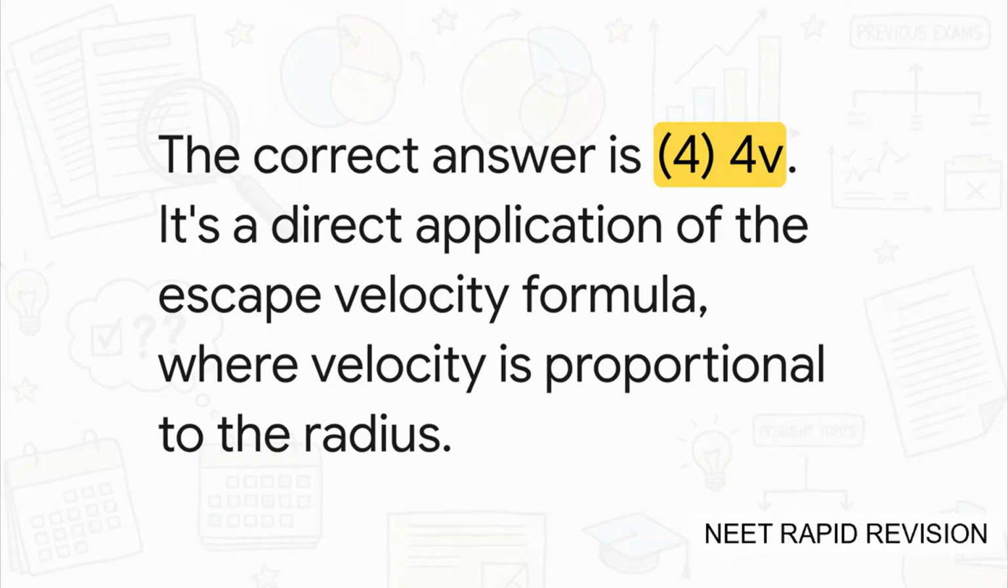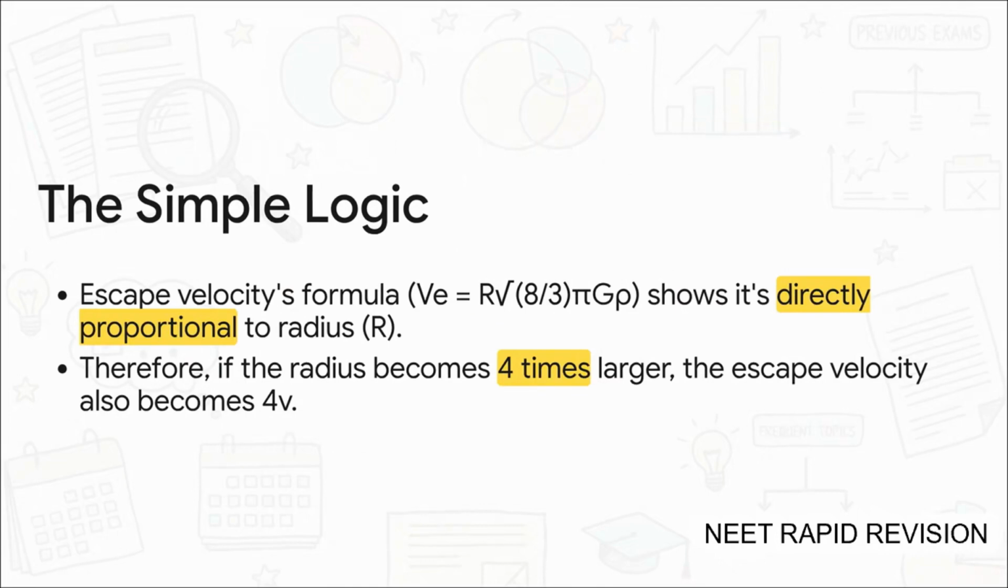If you got it, awesome job. And hey, if you didn't, no worries at all, because the explanation is super straightforward. Let's break it down. So here's the simple logic behind it. When you look at the formula for escape velocity with a constant mass density, you'll see that velocity is directly proportional to the radius. It's a one-to-one relationship. So, if the radius gets 4 times bigger, what happens to the escape velocity? Yep, it also gets 4 times bigger. Simple as that. It becomes 4V.